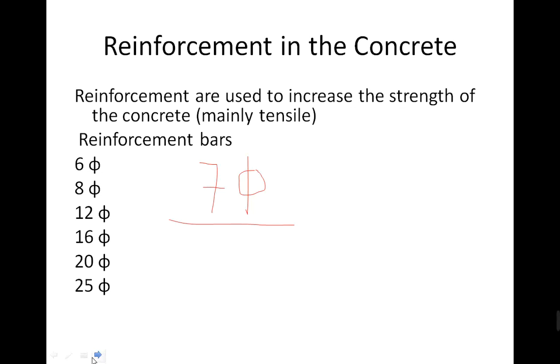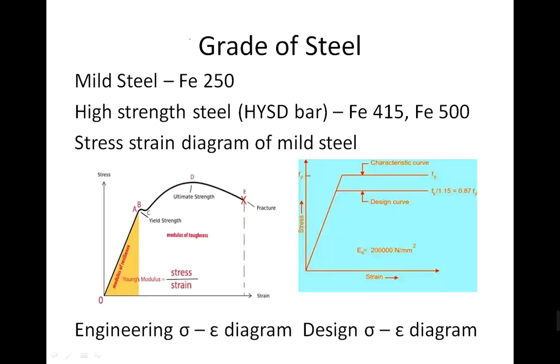As I have discussed, concrete has different grades based on compressive strength, and different grades of concrete are used in design. Similarly, different grades of steel are also used. Two types of steel are mainly used: mild steel and high strength steel. And you know that steel is an alloy which mainly contains iron and carbon.